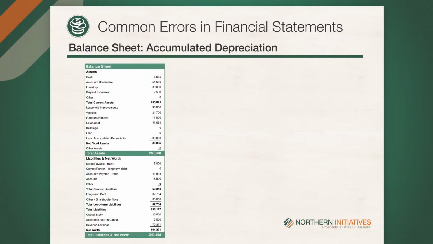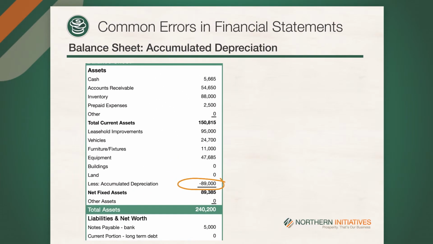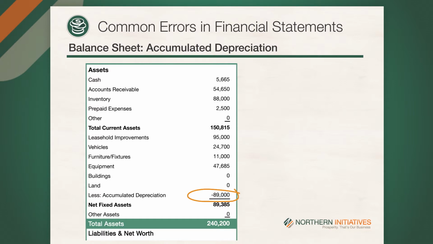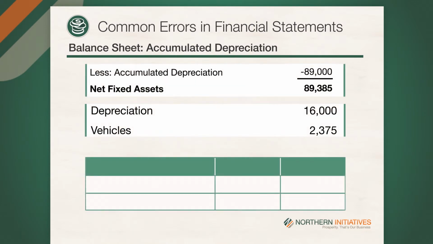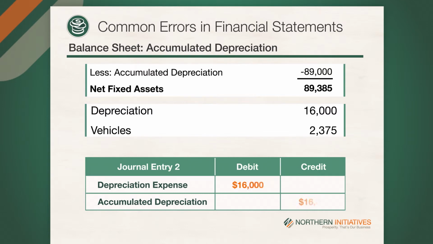Accumulated depreciation is the total amount of depreciation for a fixed asset that has been charged to expense since that asset was acquired and made available for use. It correctly reports as a negative number on the balance sheet. In this example, the depreciation is correct because we already made the entry while reviewing the case study income statement. The entry used to record depreciation was a debit of $16,000 to the depreciation expense recorded on the income statement and a credit of $16,000 to accumulated depreciation on the balance sheet.